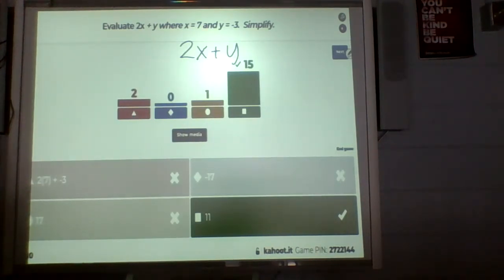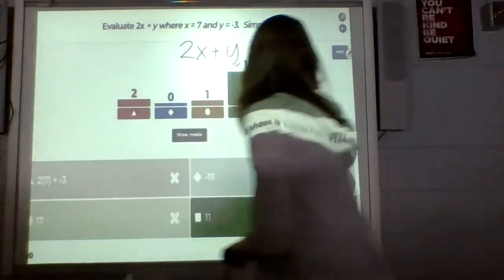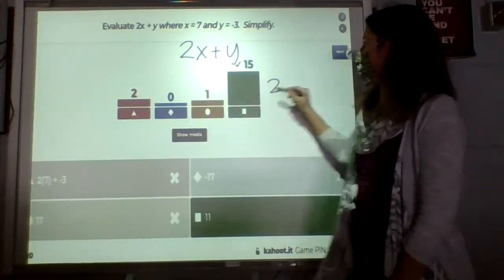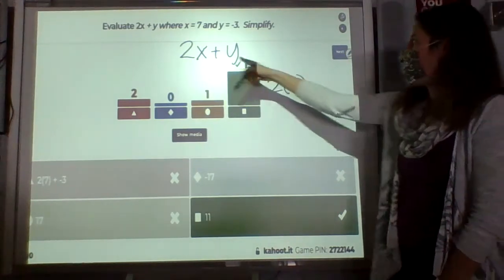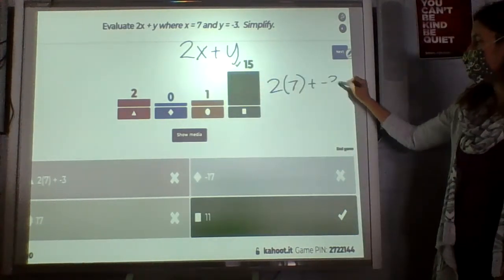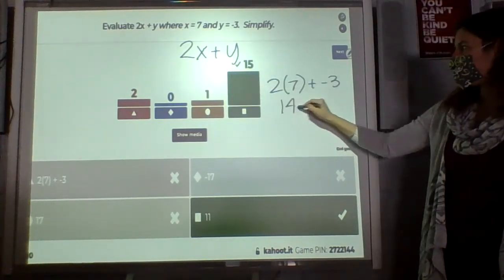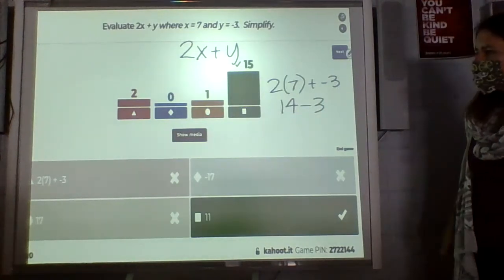All right, pretty good, guys. Sorry for those of you who chose the red. The red you still needed to go further. That's not simplified. So this actually is exactly what it should look like when you substitute it in. So 2 is being multiplied to 7, and then you're adding a negative 3. So 2 times 7 is 14, and then minus 3. So that's how we get that 11.